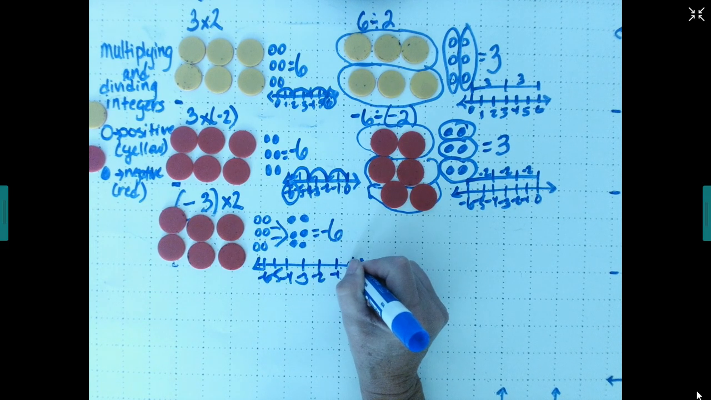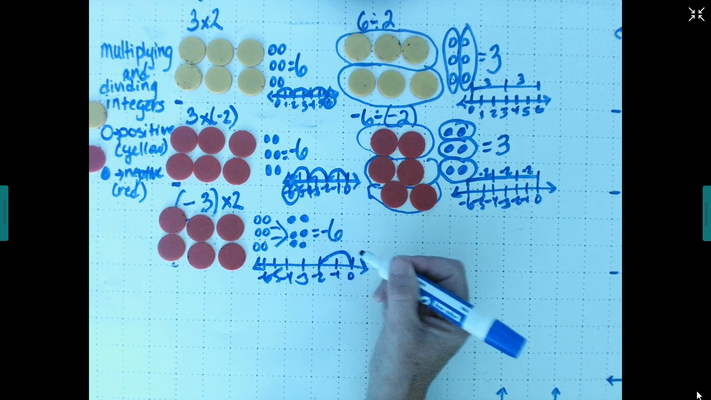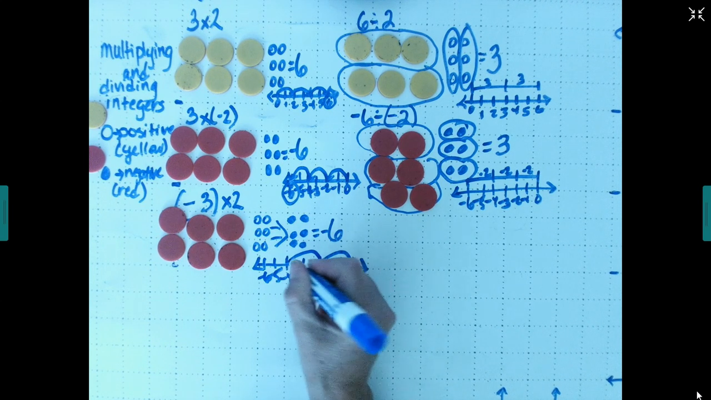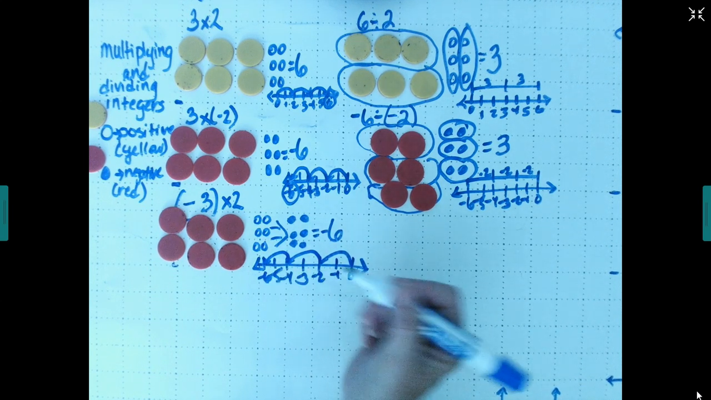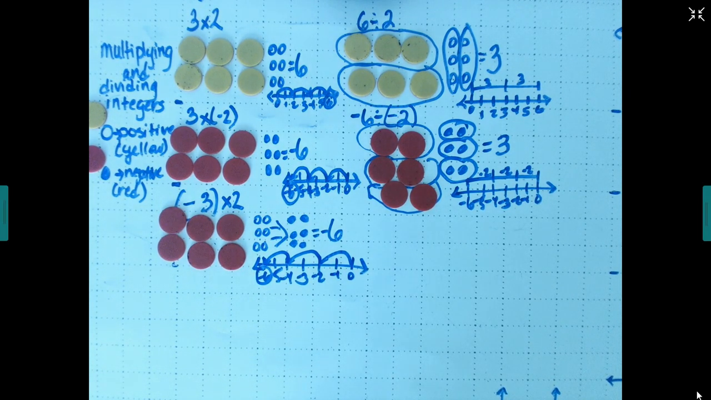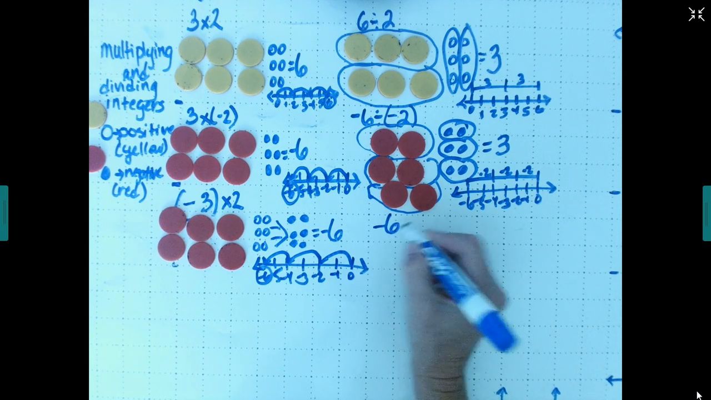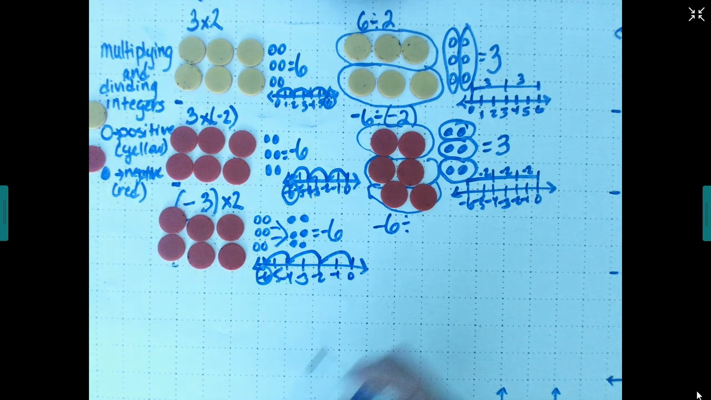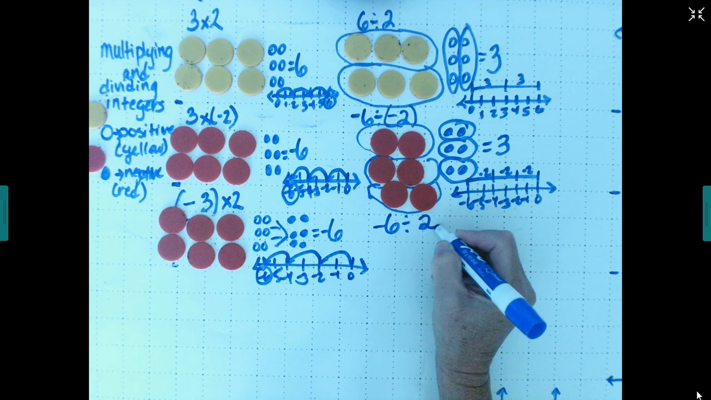So we're going to go, okay, here's the opposite of 1 group of 2, the opposite of 2 groups of 2, the opposite of 3 groups of 2. And we end up on -6. Going to our related division problem, -6 divided by 2.